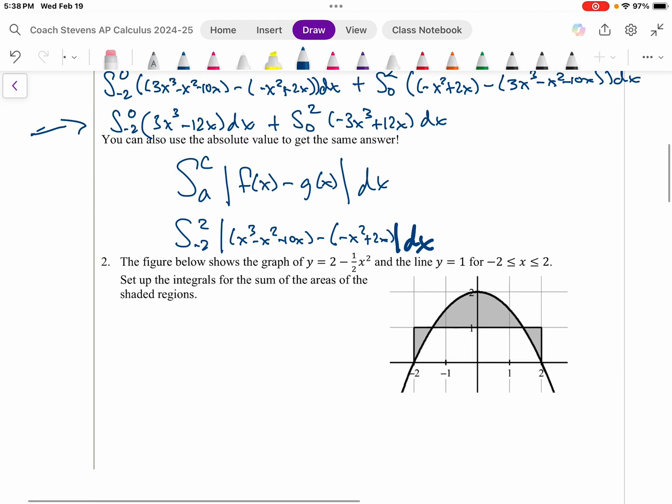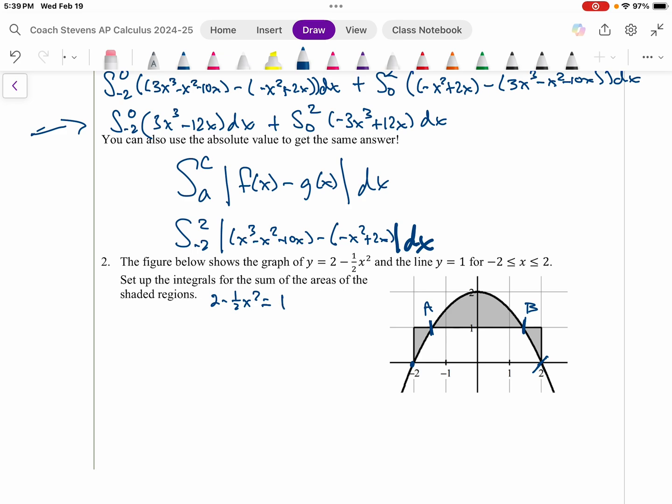Problem number 2, last one in the lesson. Again, the only difference is we have multiple places. So we see that we start at -2, then we intersect here, intersect at this spot, and then we finish up at 2. So now I need to figure out what my A and my B are, where these two things are crossing. So I go ahead and set 2 minus 1/2 x squared equal to the line y equals 1. We're trying to figure out when that quadratic function intersects the horizontal line. So when does it cross 1?